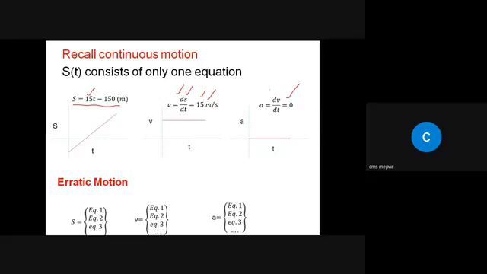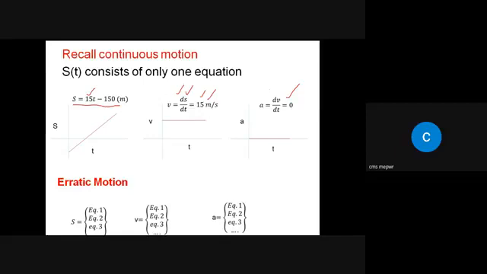Whereas in the case of erratic motion, the motion is not continuous. For a given interval of time, we might have one equation. For example, from 0 to 5 seconds there might be one type of motion, and then from 5 to 20 seconds we might have another equation. The type of motion, or the equation that the motion follows, may change. Then from 20 to 30 seconds we might have another equation.